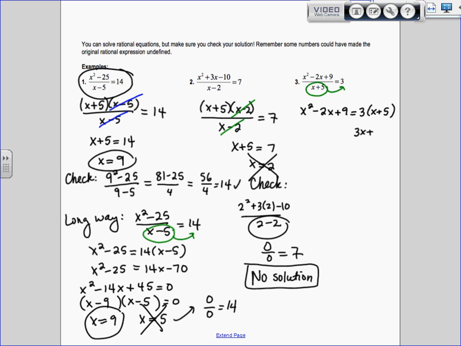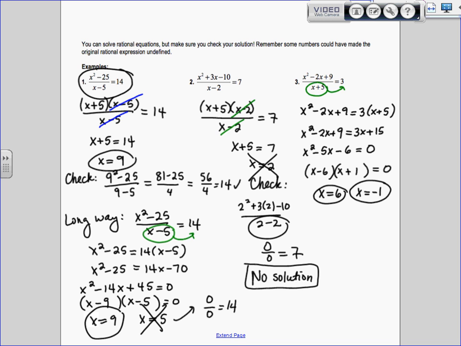So I get 3x plus 15 equals x squared minus 2x plus 9. I need to get everything on one side, so I subtract the 3x over. So x squared minus 5x, and then subtract the 15, minus 6 equals 0. And I factor. A lot of you guys get 2 and 3 stuck in your head on this one every single time. You're like, it has to be 2 and 3. It's actually 6 and 1, because they need to be opposite signs and combine to be that negative 5. So I get x equals 6, and I get x equals negative 1.